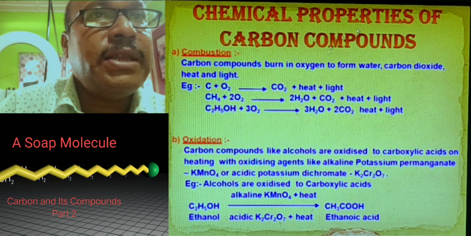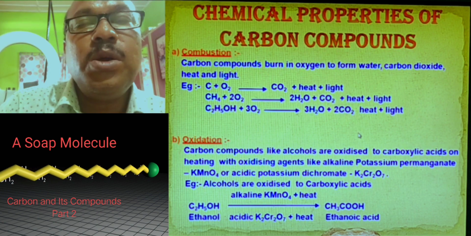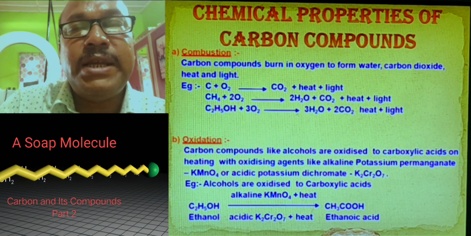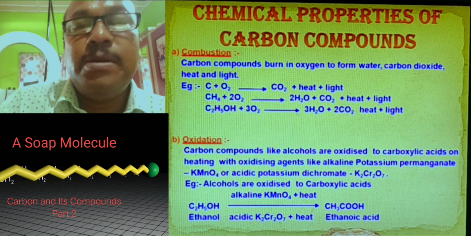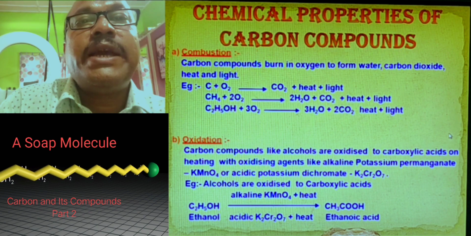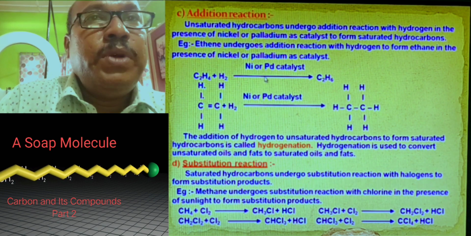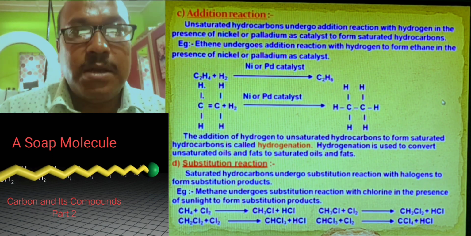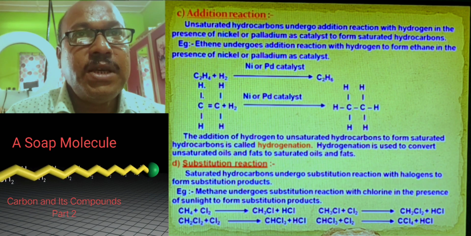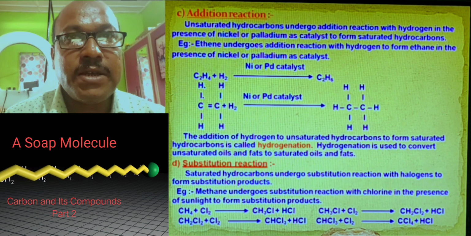We have seen here the chemical properties of carbon. The first chemical property of carbon we have seen is combustion, and the second chemical property is that carbon compounds can easily be oxidized in presence of some oxidizing agents. For example, alcohols can be oxidized to acids. Now we are coming to the chemical reactions performed by carbon compounds. Carbon compounds exhibit addition reaction and the second is substitution reaction.